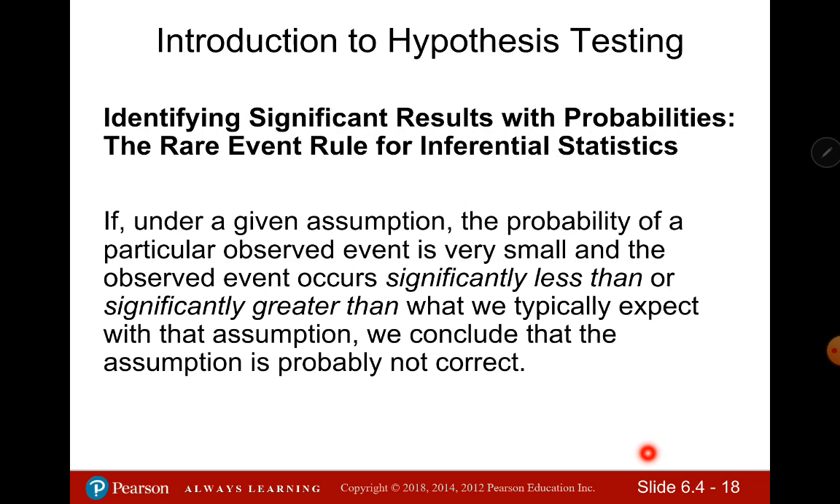It's certain to happen. And we talk about the rare event again. This is the third time we're talking about this rare event rule. So we have an assumption, and the probability with that assumption is very small. How small? Maybe we will say it's less than or equal to 0.05. Less than 5%. Then we conclude the assumption is not correct.